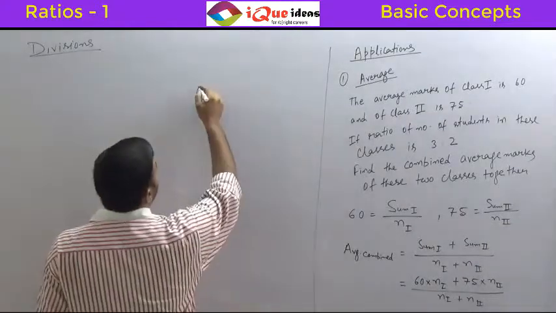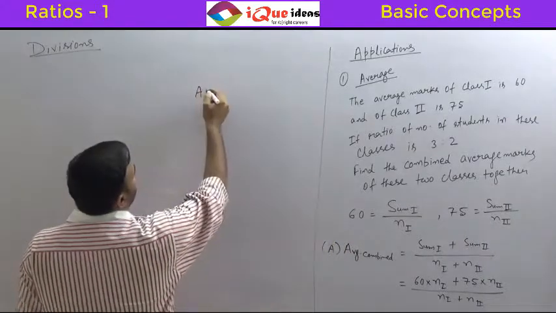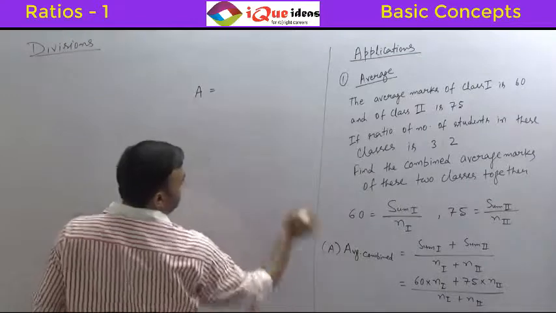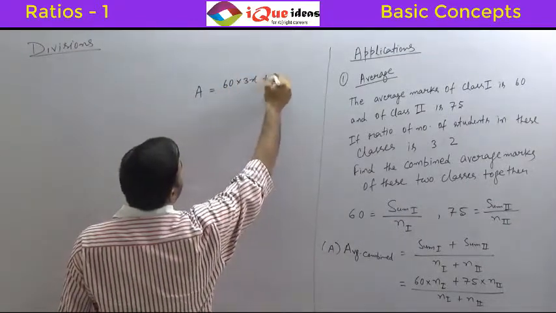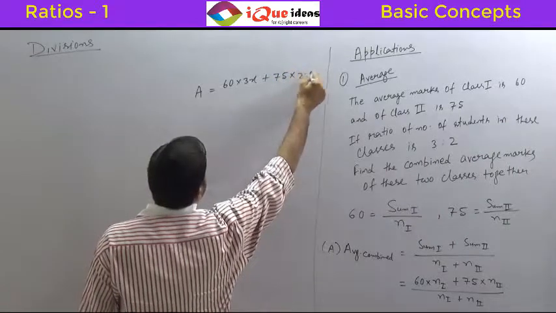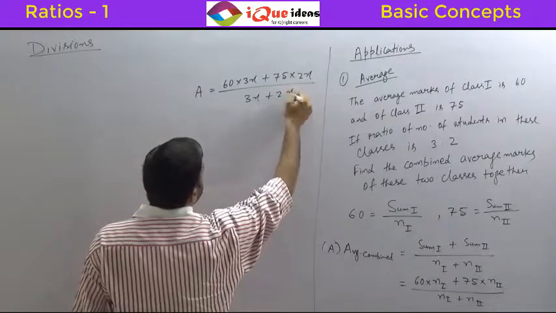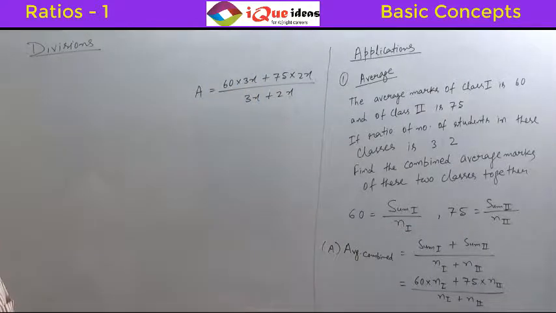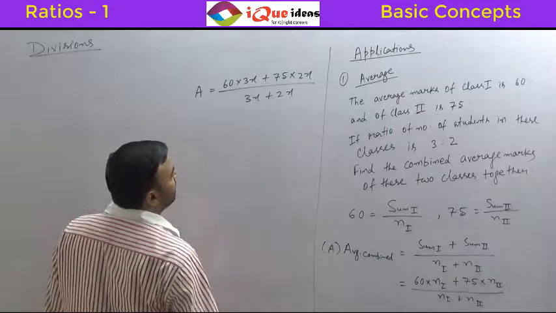Suppose the combined average is A. If you take the number of students as 3x and 2x, then what will happen? This expression will become directly 60 into 3x plus 75 into 2x divided by 3x plus 2x. Can you see that x will come common from numerator and denominator, and it will get cancelled out? So it was not required to be taken as 3x and 2x.